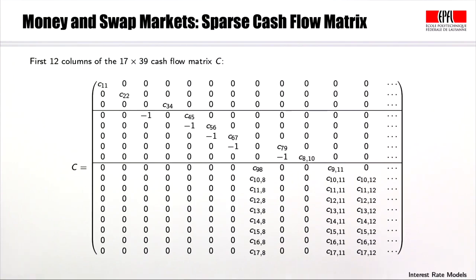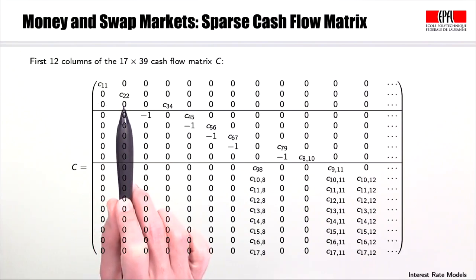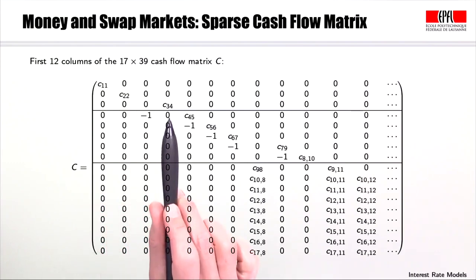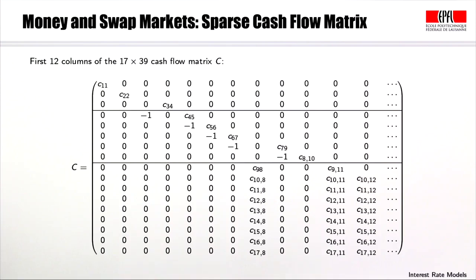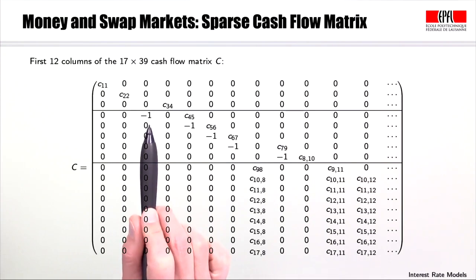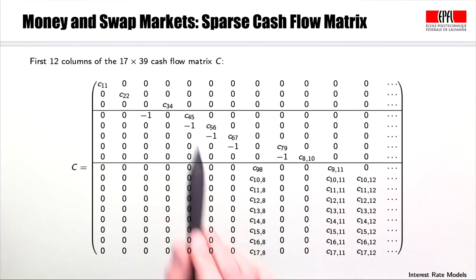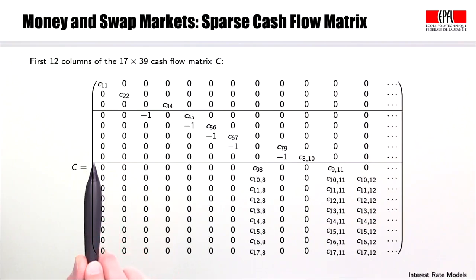If we stack these cash flows into the 17 times 39 cash flow matrix C, it will look like this. In the first row, we have the cash flow of the overnight LIBOR. Second row, we see the cash flow of the 1-month LIBOR. In the third row, we have the cash flow of the 3-month LIBOR. In the fourth row, we see the cash flow -1, which is from the first futures contract, and the corresponding cash flow at the maturity. Similarly for the remaining futures contracts in this middle part of the matrix.